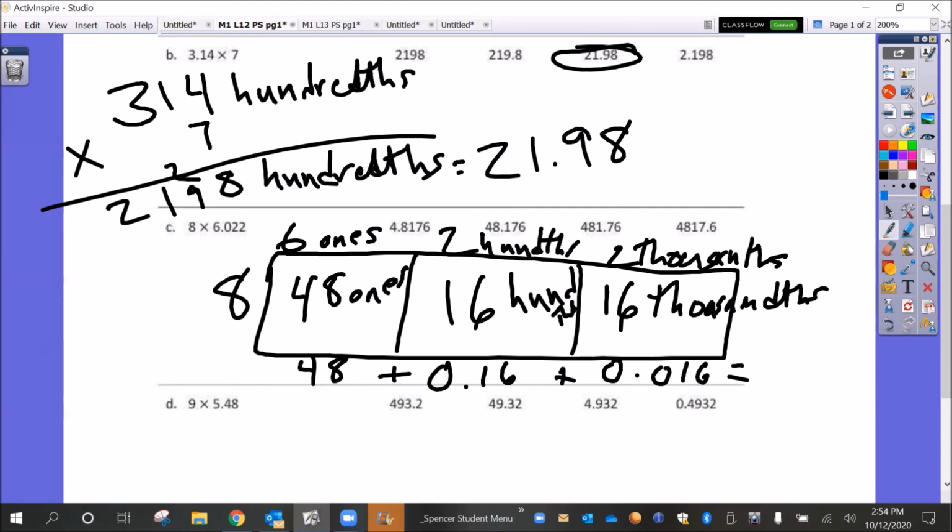This method definitely takes a little bit more understanding of where your place values are and how to write these numbers in standard form. It's another point I just thought of. So 0.16 and then 0.016. So I need zeros up here in the thousandths place.